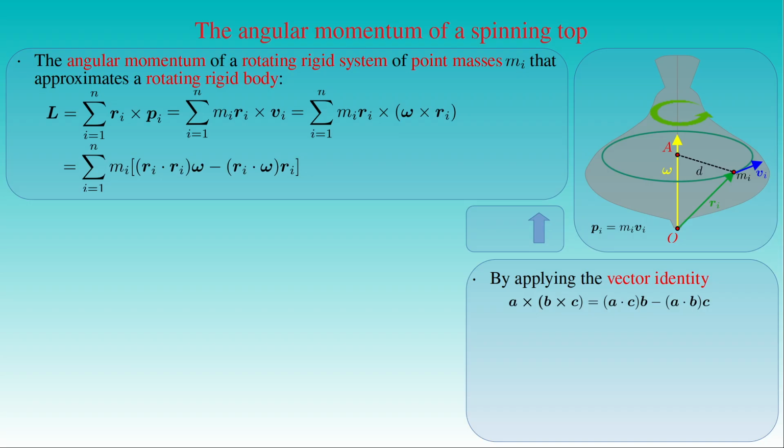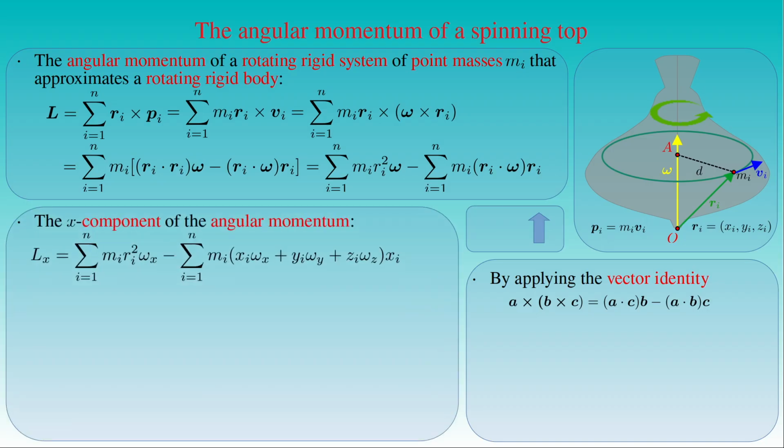As a result, we obtain the sum of mi times Ri squared times the vector omega from i equals 1 to n, minus the sum of mi times the dot product of Ri and omega times the vector Ri, from i equals 1 to n. Now we determine the components of the angular momentum L of the rotating body in a Cartesian coordinate system with the origin O, where the coordinates of the position vector Ri are given by xi, yi and zi.